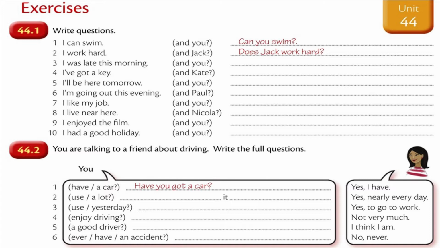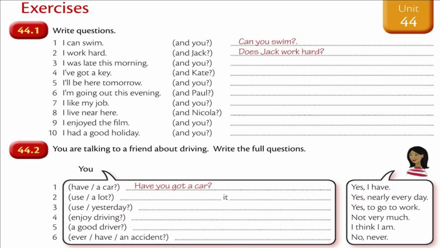Number 4. I've got a key. And Kate? Has Kate got a key? Number 5. I'll be here tomorrow. And you? Will you be here tomorrow? Number 6. I'm going out this evening. And Paul? Is Paul going out this evening?